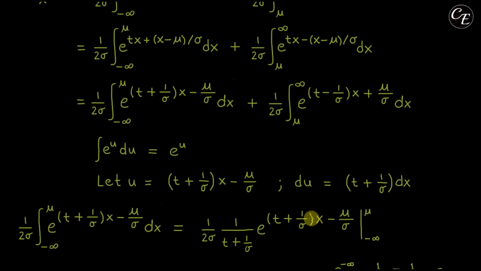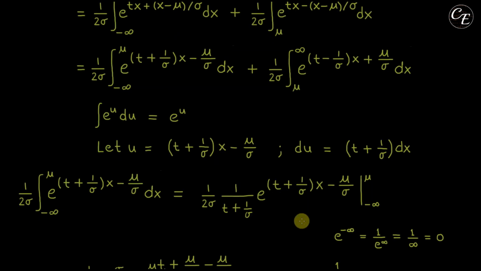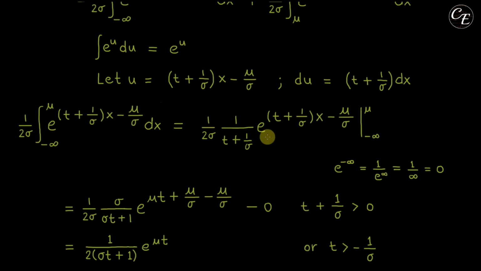Now this has to be evaluated from negative infinity to mu. Let us substitute mu for x in here, and then distribute it with each term, t and 1 over sigma. So we have mu t plus mu over sigma, then we have minus mu over sigma.